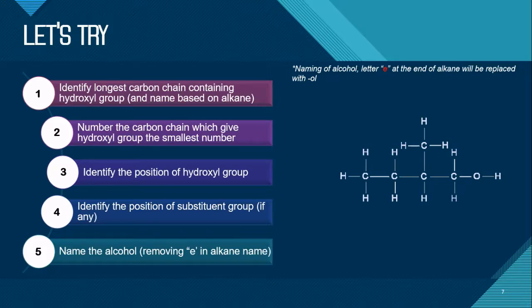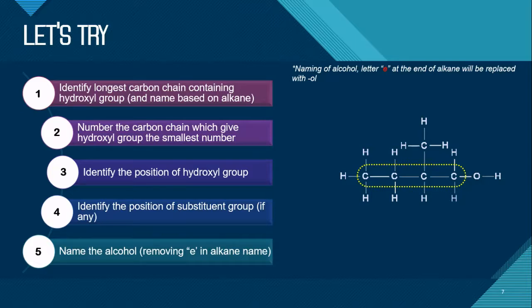So let's go through this molecule together and give the name for it. As you are aware, we have 5 steps that I listed down over here, so you can try using these steps. First, can you identify the longest carbon chain for this molecule? Yes. Okay, we have 4 carbon.